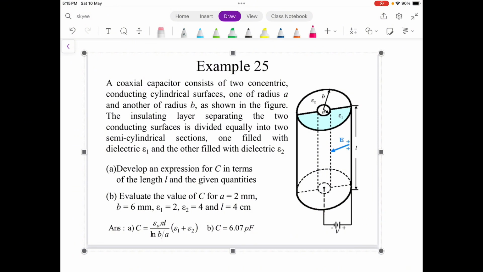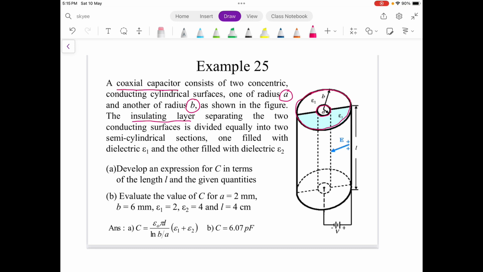So you have a coaxial capacitor. We know a coaxial capacitor will have an inner conductor, and you also have an outer conductor. So it has two concentric conducting cylindrical surfaces. The inner conductor has radius A and the outer conductor has radius B as shown in the figure. The insulator layer is the dielectric layer that's separating the two conducting surfaces.